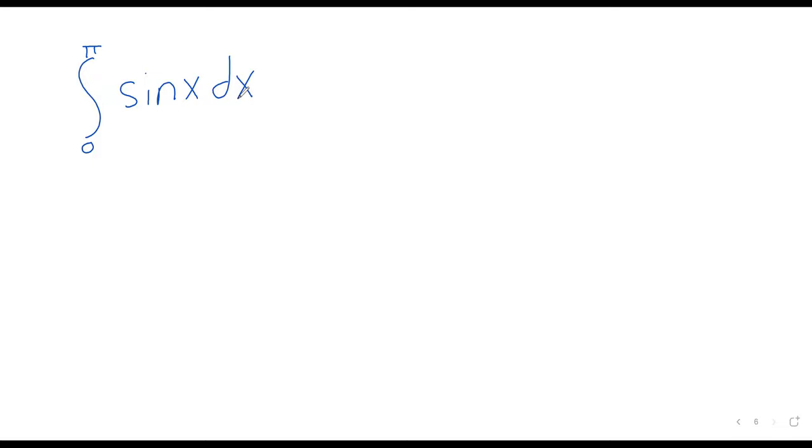So we can do a few examples. We can take the integral from 0 to pi of the sine of x dx. And to evaluate these definite integrals, you need the antiderivative. That's really the hard part of the problem. I mean, once you have the antiderivative, you're just plugging numbers in and then subtracting on your calculator.